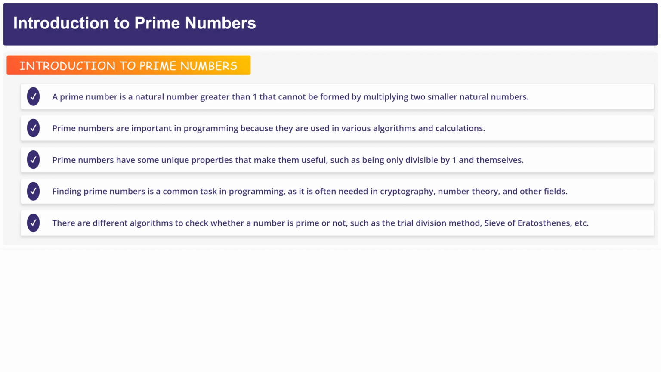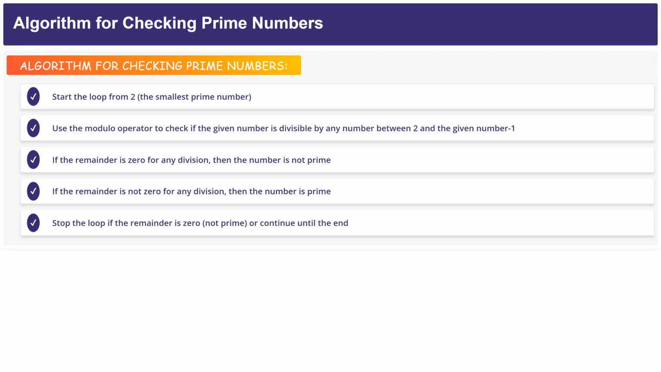They have some unique properties that make them useful, such as being only divisible by 1 and themselves. Finding prime numbers is a common task in programming, as it is often needed in cryptography, number theory, and other fields. There are different algorithms to check whether a number is prime or not, such as the trial division method, sieve of Eratosthenes, etc. Now, let's move on to the algorithm for checking prime numbers in Java.